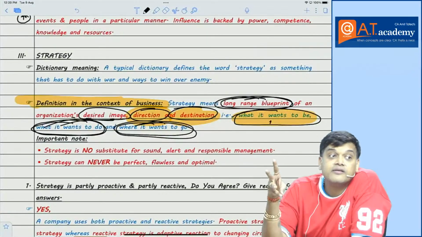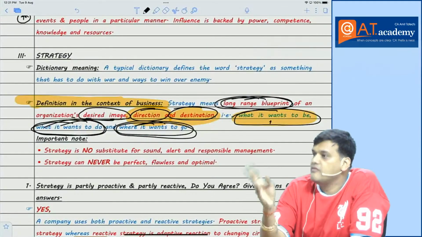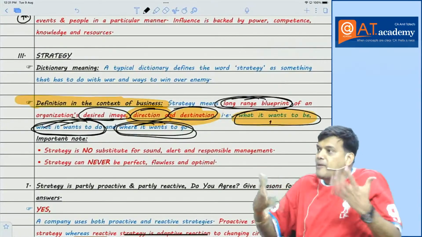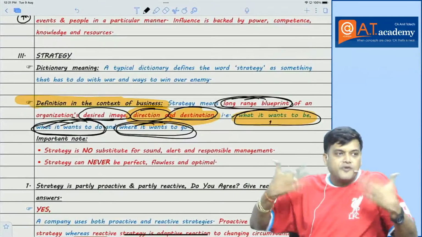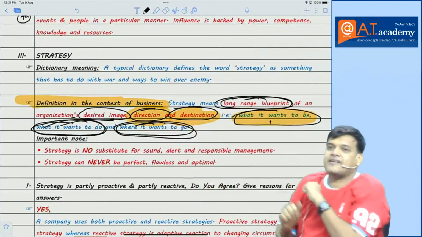Vision and strategy. What should be my future market? Vision. What should be my future products? Vision. What should be my future capabilities? Vision. What should be my future technologies? Vision. But how we will reach there?